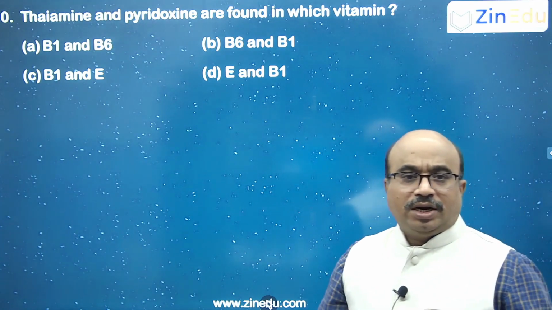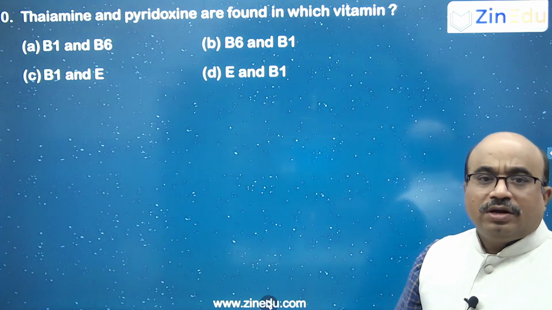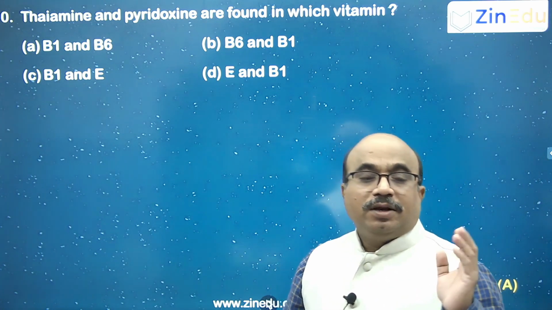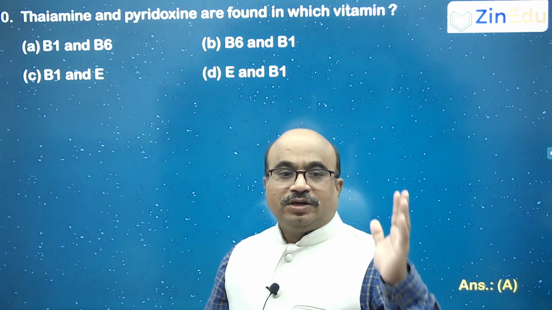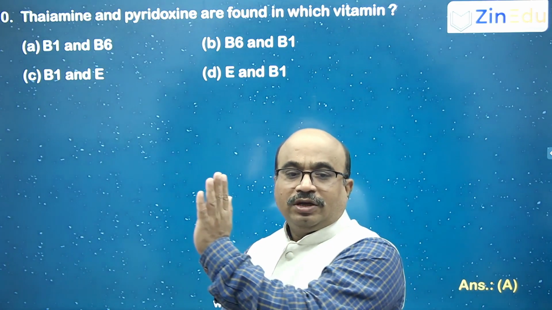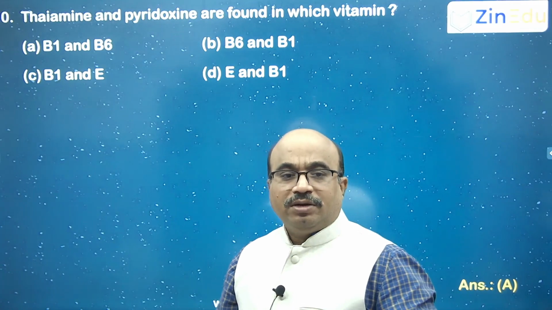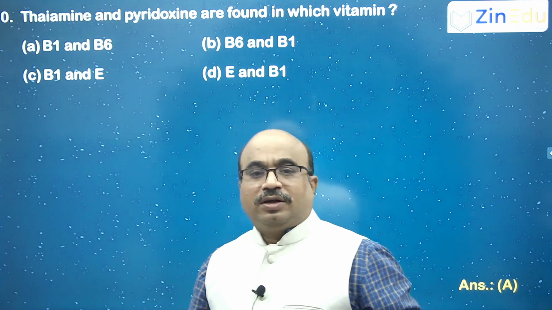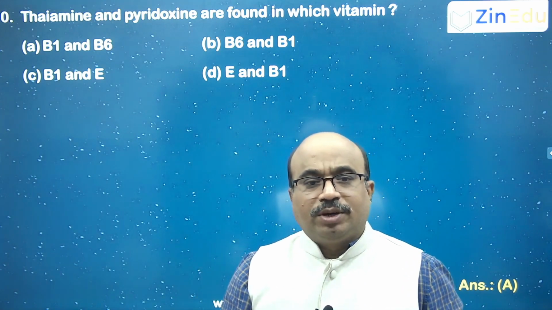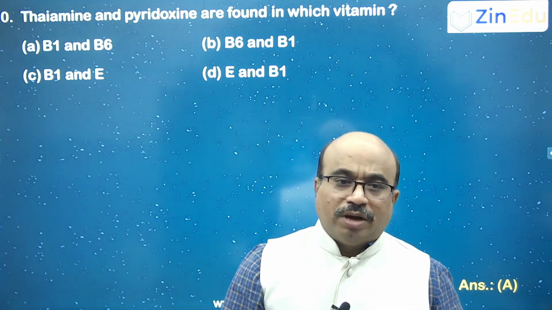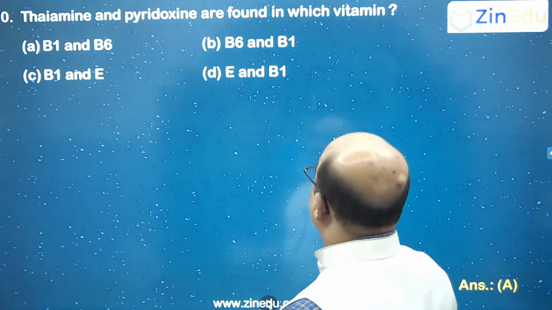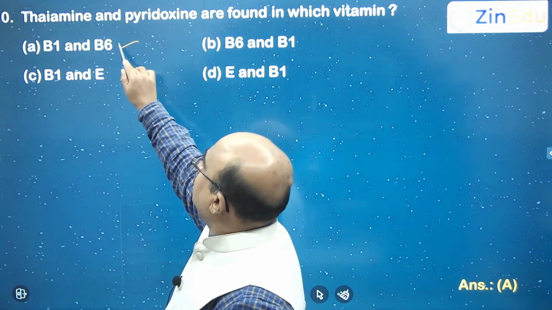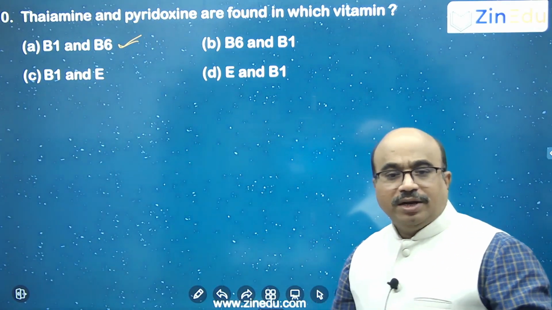Then, thiamine and pyridoxine are found in which vitamin? So it is already in NCERT. In biomolecules we have vitamins, their main sources, and where we are seeing the deficiency of the vitamin. That table is there, and in that it is directly given. Thiamine is nothing but vitamin B1 and B6 is pyridoxine. So it is directly a theory question. It is B1 and B6.